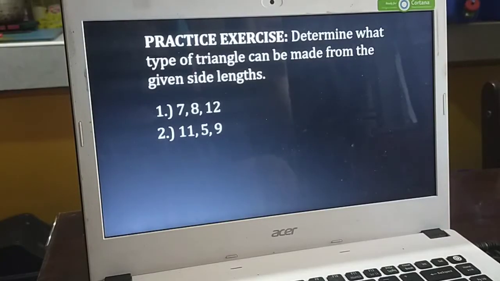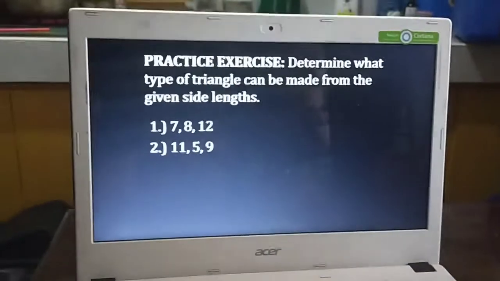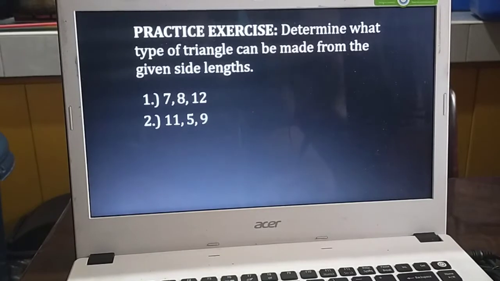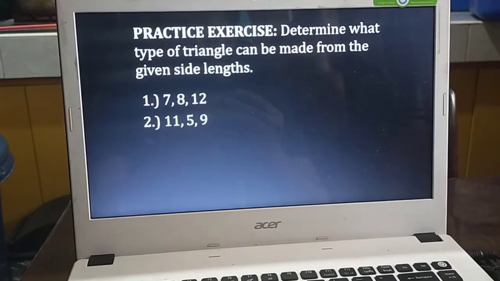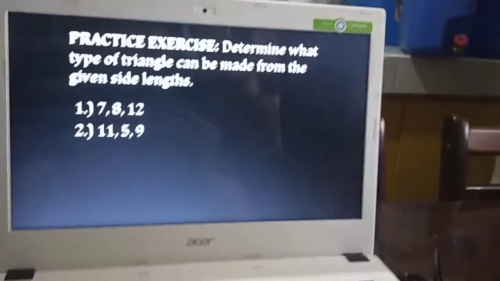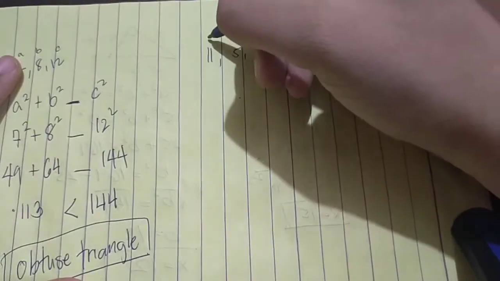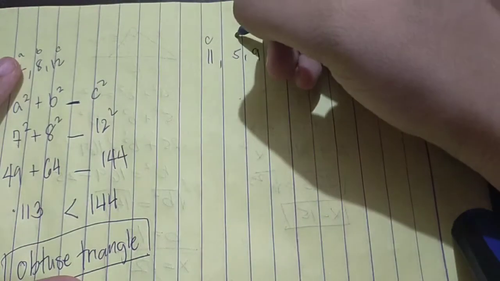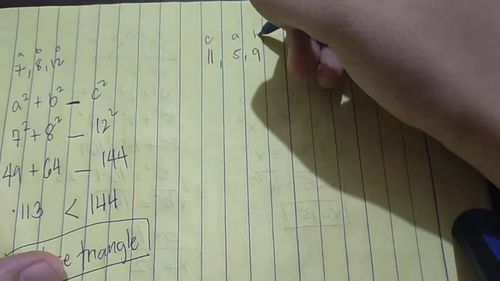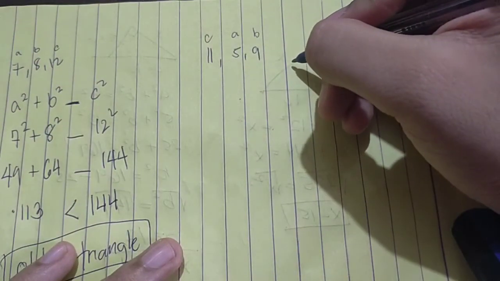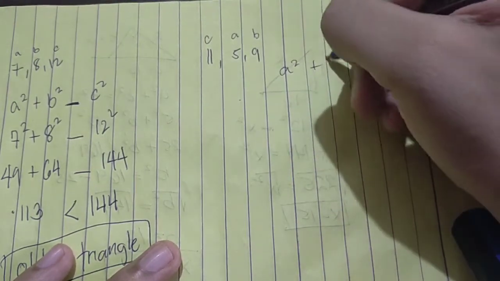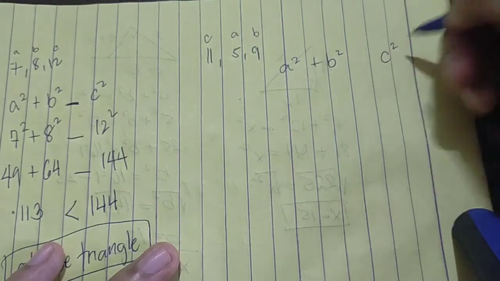Next, we have 11, 5, and 9. So, what will be our hypotenuse in this dimension? Syempre, yung pinakamalaki, which is C, or 11. So, 11 will be our C, and we can have A will be 5 and B will be 9. Then, we will now proceed to our equation. We have A squared plus B squared, and we're going to compare it with C squared.